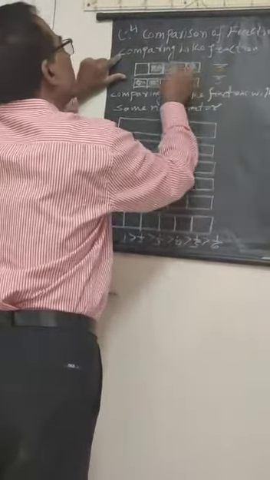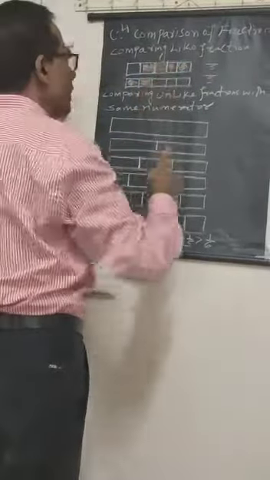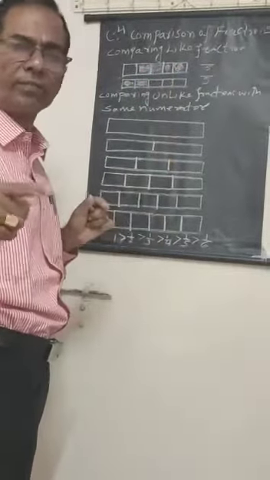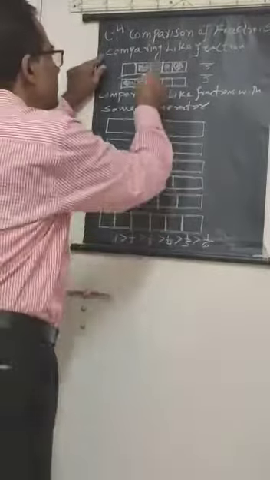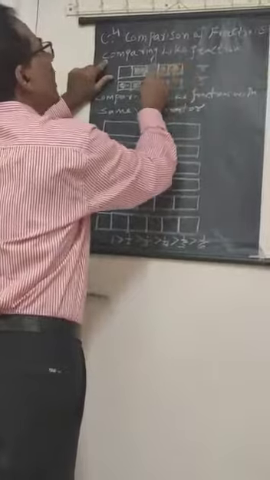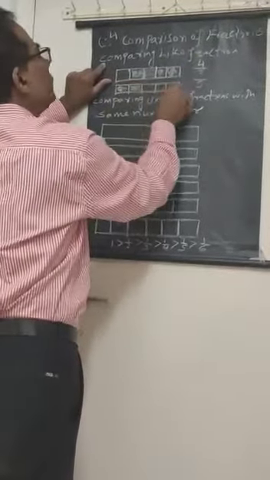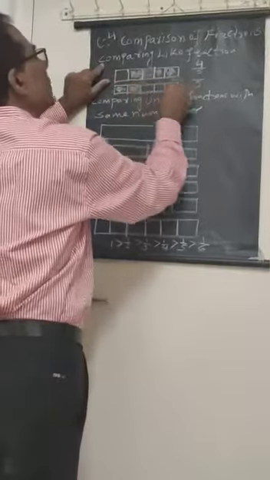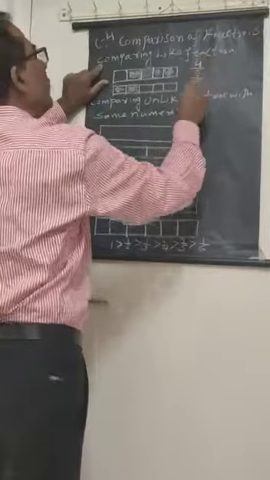But here, how many have I shaded? 1, 2, 3, 4. Shaded means you think that you ate it or you have given it to someone, like friends. Out of 5, 4 are shaded. And here out of 5, 2 are shaded. So 4 by 5 and 2 by 5.